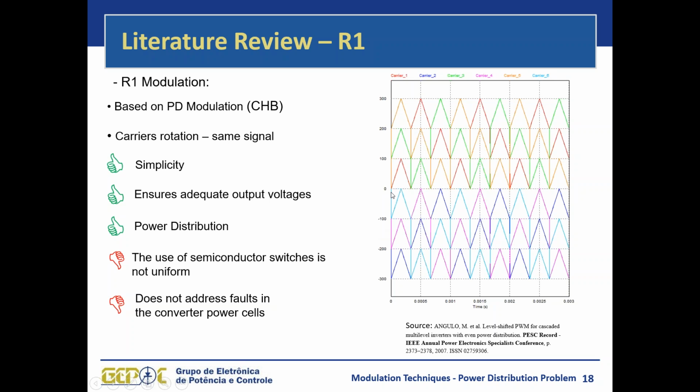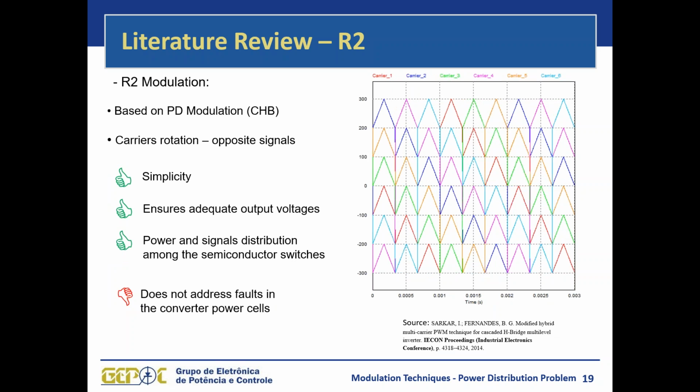So this is a relatively simple solution, and it ensures adequate output voltages with the levels that are desired, and with a very good harmonic performance. And it allows power distribution among the cells. But the individual switches still don't have a very good performance. We still have some problems when it comes to the individual switches. We solve the problem for the cells, but we don't solve the problem for the switches. And it also does not address faults in the converter power cells.